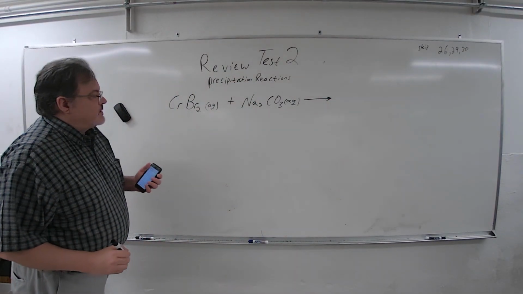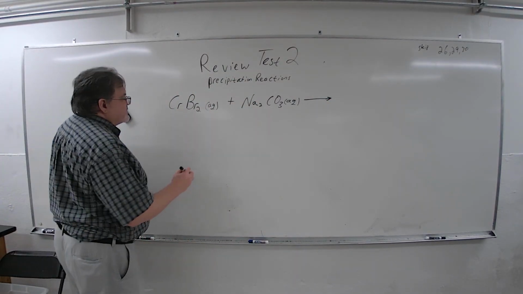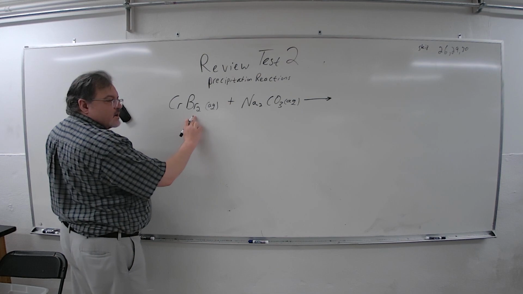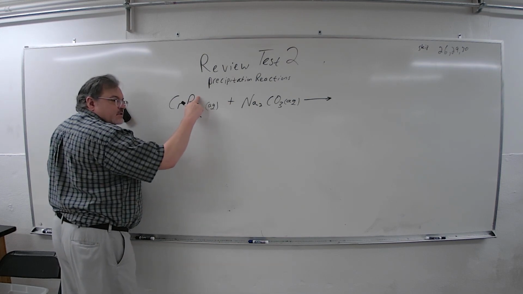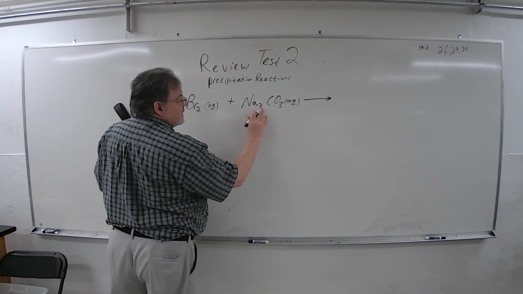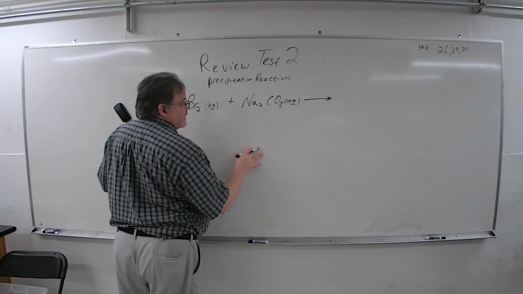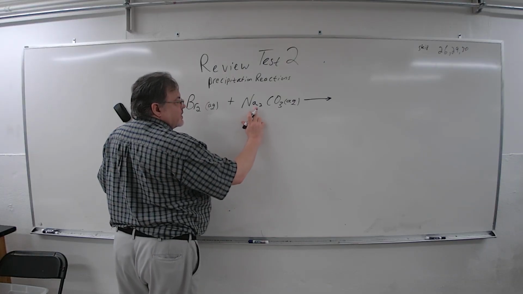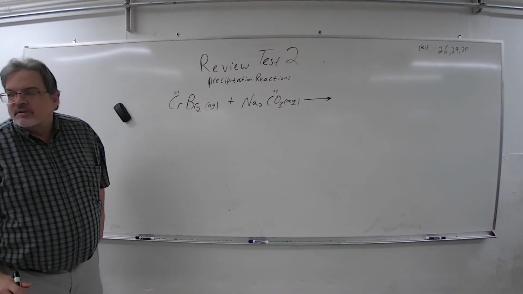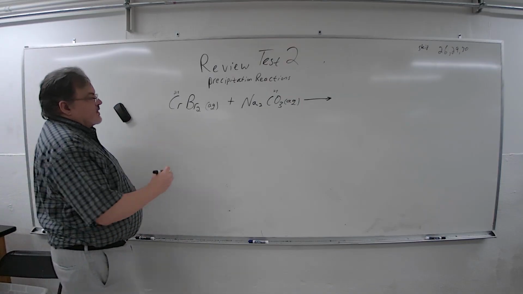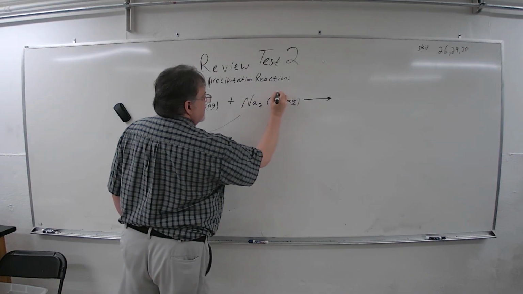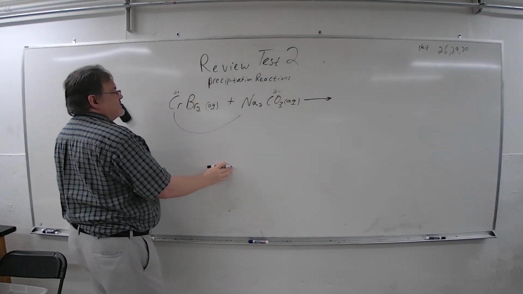All right, so what are my products going to be? First of all, what's the charge on chromium? You've got Br, which you've got two of them, so you've got two negative charges. So this is 2 plus. CO3 is in that chart of polyatomic ions, but sodium is a +1 and there's 2 of them, so that tells you that the CO3 is going to be a 2 minus polyatomic ion.